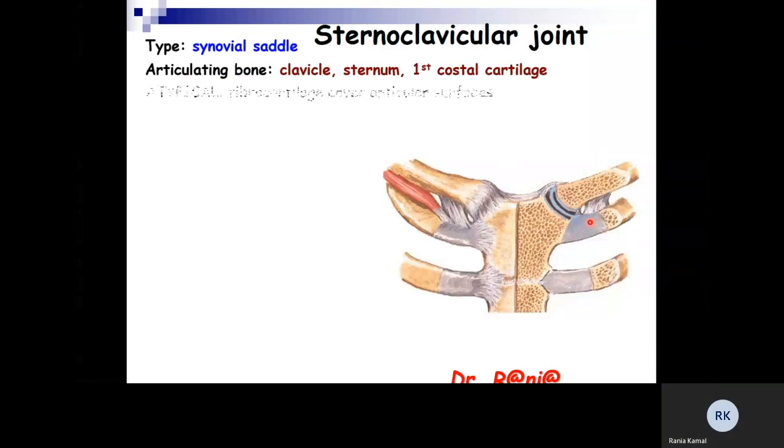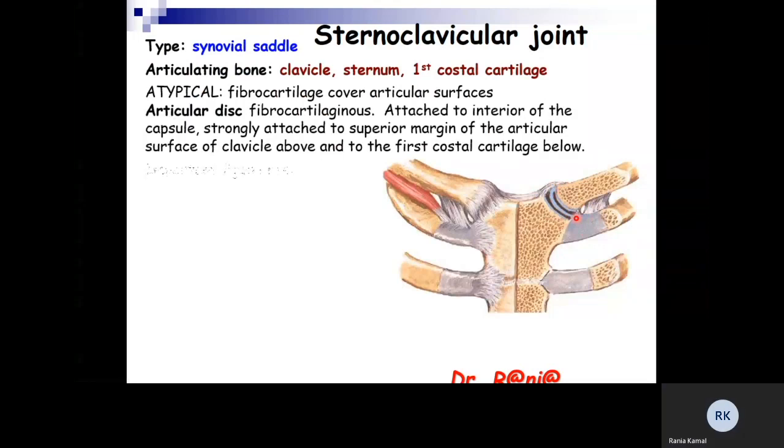It is atypical because the articular surfaces are covered by fibrocartilage and not hyaline cartilage, and it contains an articular disc, and this articular disc is fibrocartilaginous. It is attached to the inner surface of the capsule, and it is firmly attached from above to the medial end of the clavicle and from below to the first costal cartilage.